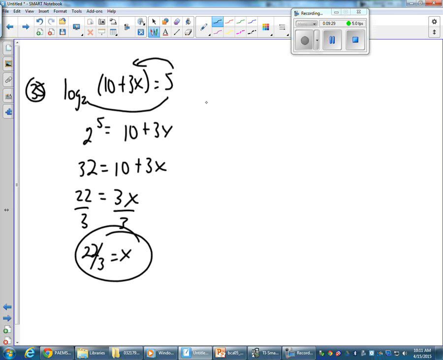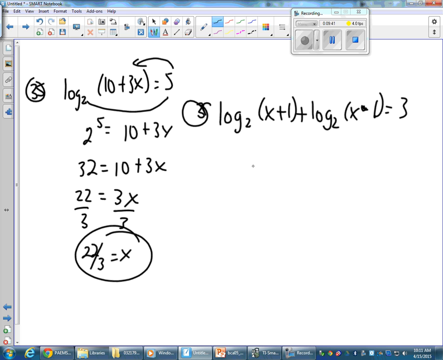Sometimes in problems like 38, you've got two logs that you've got to put together first before you can rewrite it. X minus 1 equals 3. So before, I needed a single logarithm before I rewrite it as exponential. So since this is a sum, I could put it together as a product if I want to combine them. Now we did that back in an earlier section using our property.